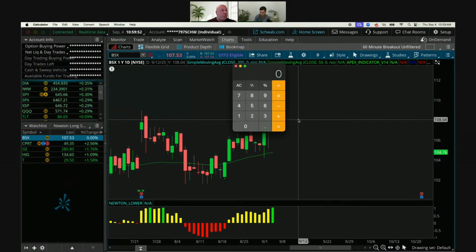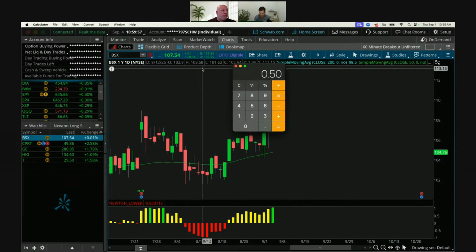I will tell you the exact move. We'll just call it 50 cents because it's moving, but 50 cents to get above that line. We need a 0.4% gain in the stock to double our money. 0.4% or more.